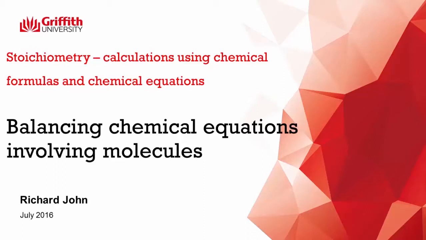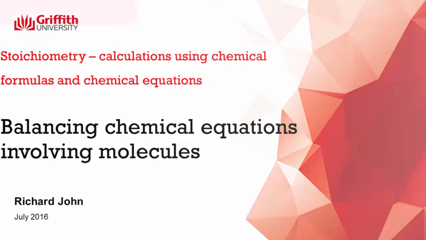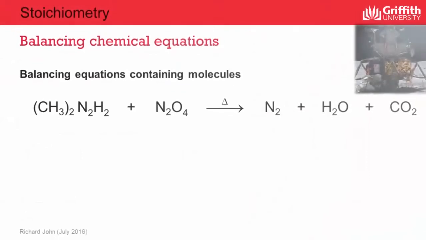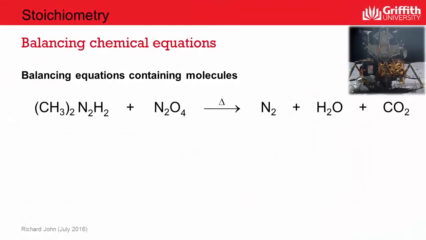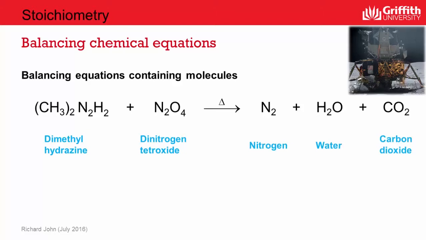In this video, we're going to look at a more complex example of balancing equations involving molecules. The particular reaction we're going to look at is this reaction here, the reaction between dimethylhydrazine and dinitrogen tetroxide to produce nitrogen gas, water, and carbon dioxide gas. This chemical reaction was actually the reaction used to provide the energy of lift for the moon lander to take off from the moon's surface during the Apollo 11 mission.